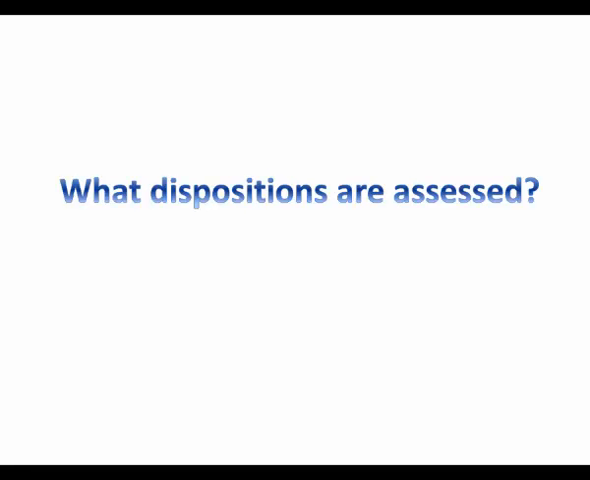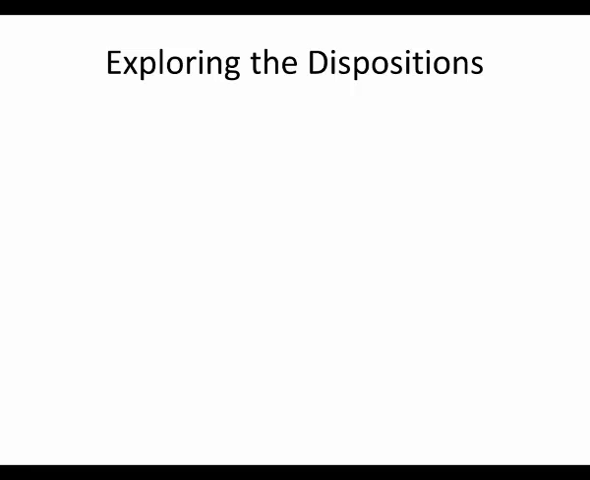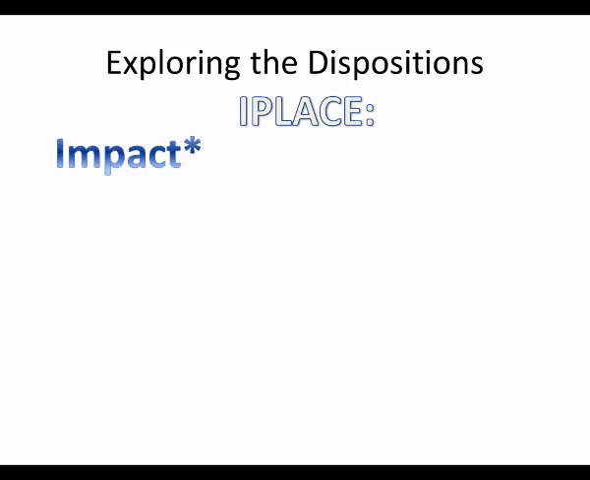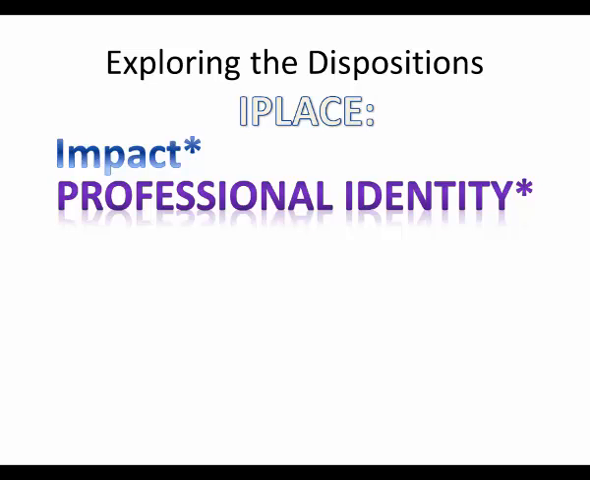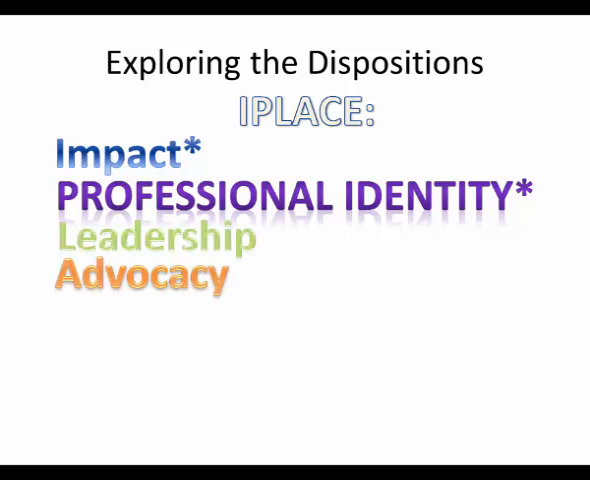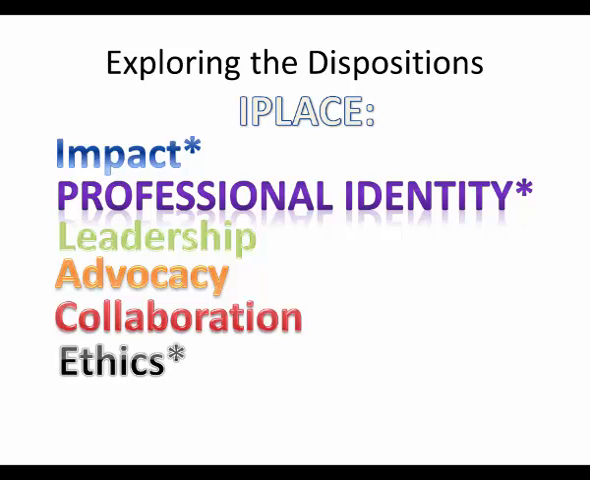What dispositions are assessed? The College of Education has adopted 6 areas of dispositions for all candidates. These dispositions are remembered through the acronym I PLACE, as in, I place importance on learning the dispositions. I PLACE stands for each of the following: impact, professional identity, leadership, advocacy, collaboration, and ethics.